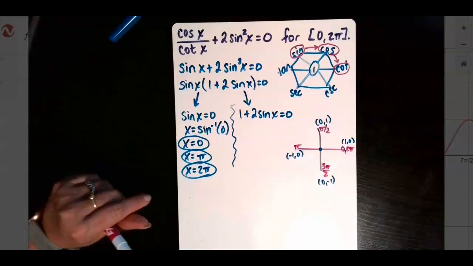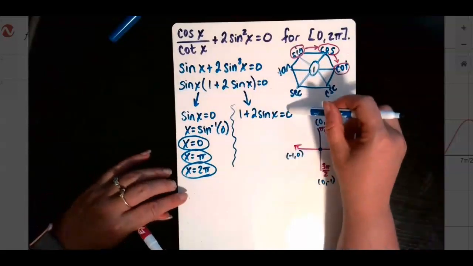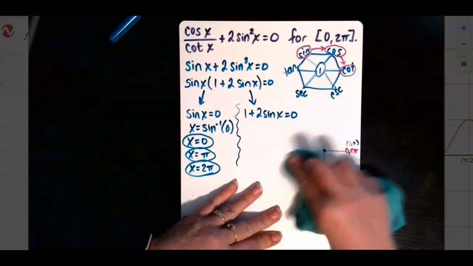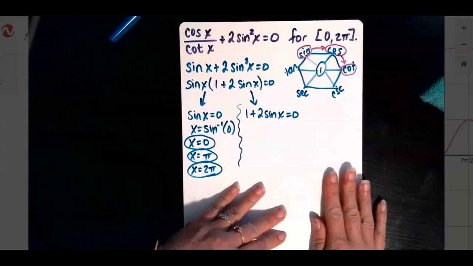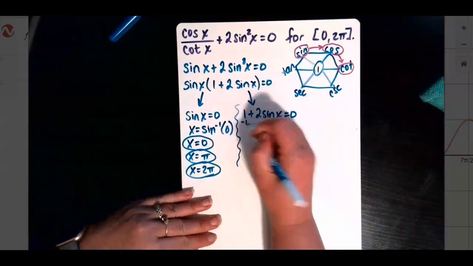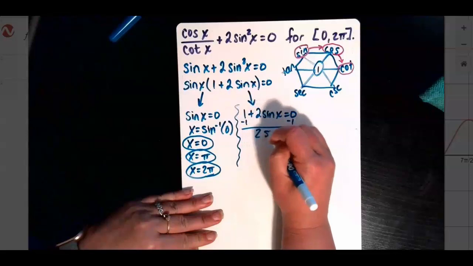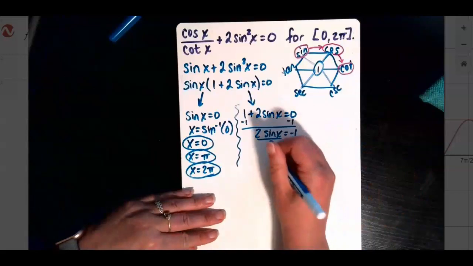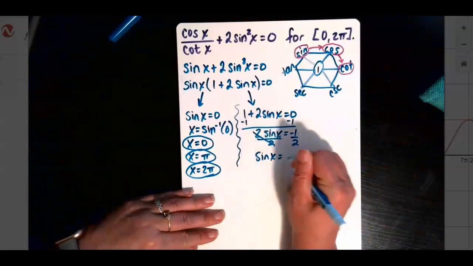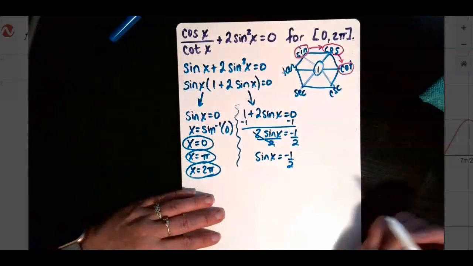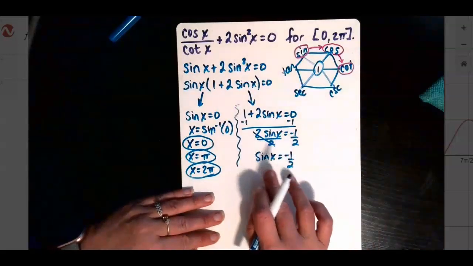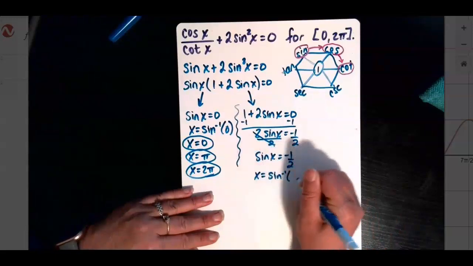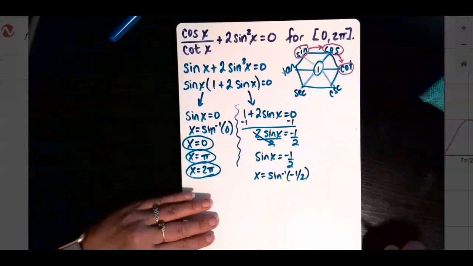Okay, now we're going to do the same thing and solve the other equation here on this side. And let's go ahead and make some room for that. So over here, we're going to subtract 1 from both sides, and 2 sine x equals negative 1. We'll divide through by 2, and sine of x is equal to negative 1/2. And then to get the x by itself, we'll take the inverse sine of both sides, and x then is equal to the arcsine of negative 1/2.